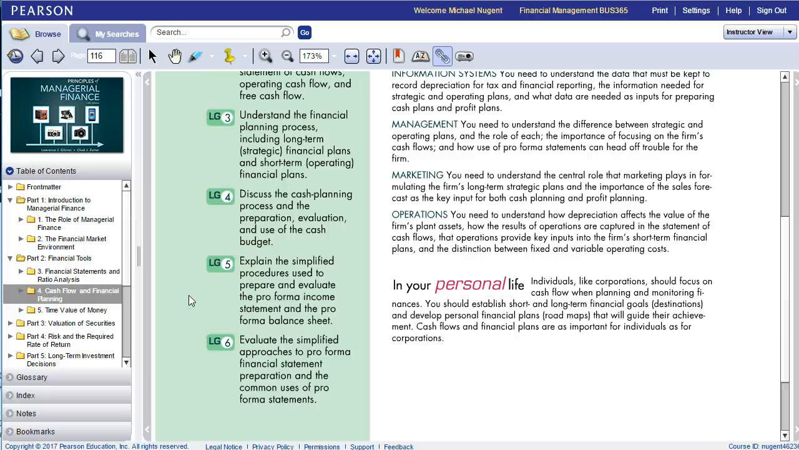Evaluate how to evaluate different approaches to pro forma financial statements and how to prepare and create them. So this chapter is pretty pivotal.